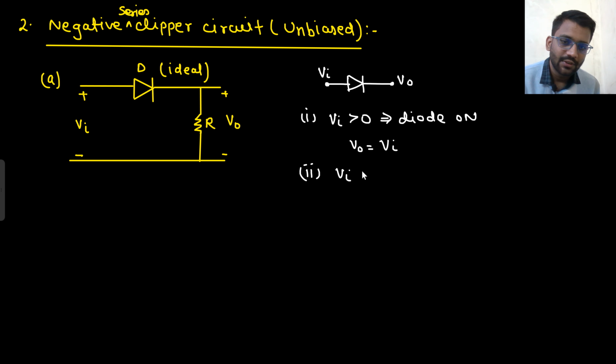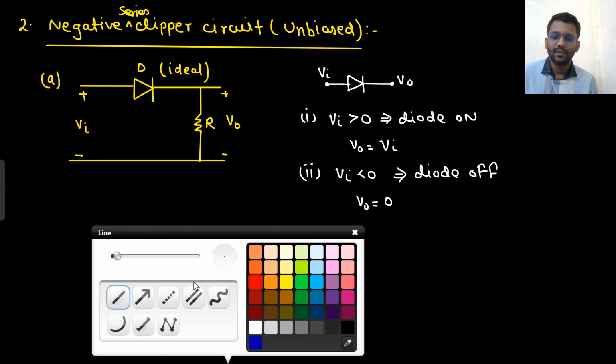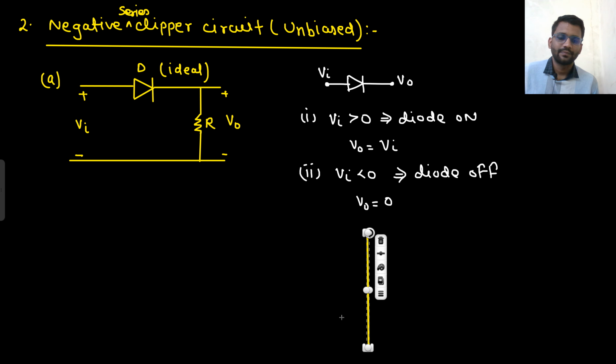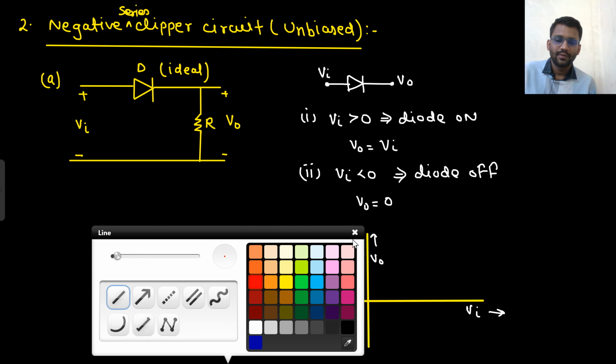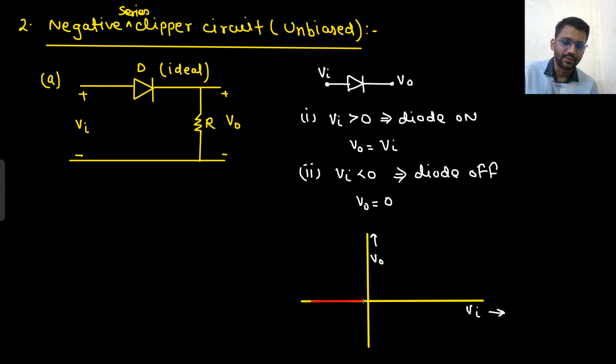Second thing, if V in is less than 0, what will happen? This diode will be off, and if the diode is off, your V naught will be equal to 0 volt. Well and good. So we can draw the transfer characteristics now. When V in is less than 0, your V naught is 0. After that, V naught equals V in. So how will the graph go? Slope is positive, so the graph will go something like this. This is V naught equals V in. Okay, this is the transfer characteristics.